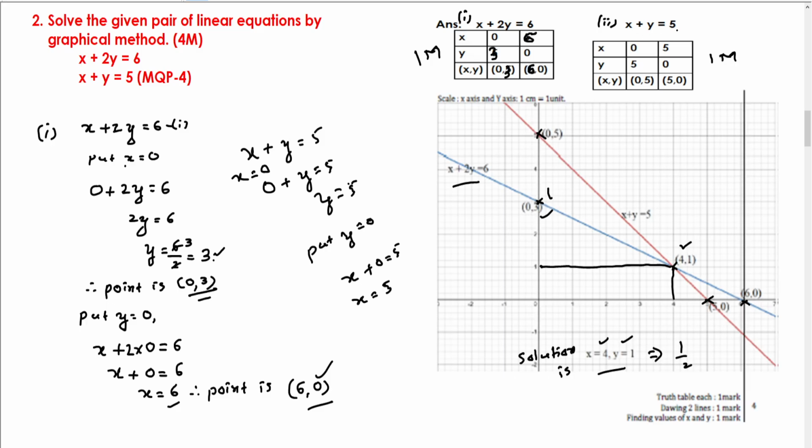And similarly, x plus y is equal to 5. A very easy equation. When you put x is equal to 0, you will get y is equal to 5. When you put y is equal to 0, you will get x is equal to 5. The points will be 0, 5 and 5, 0.